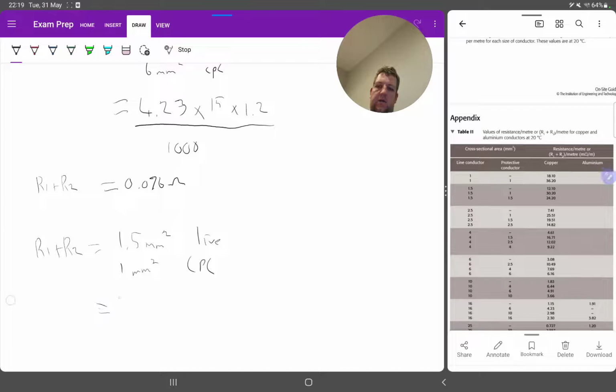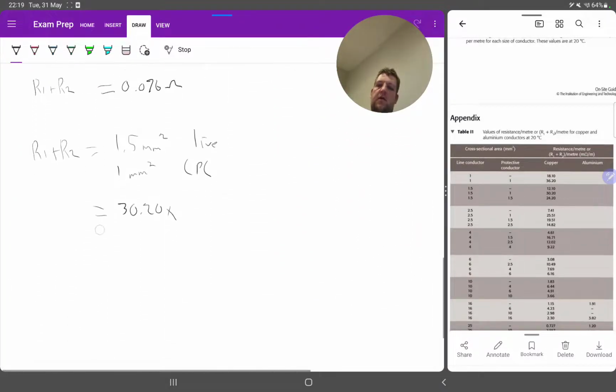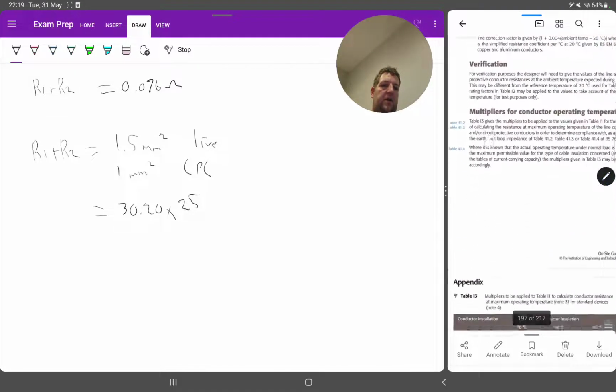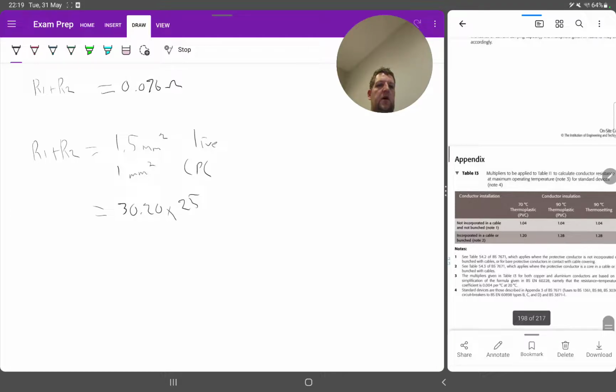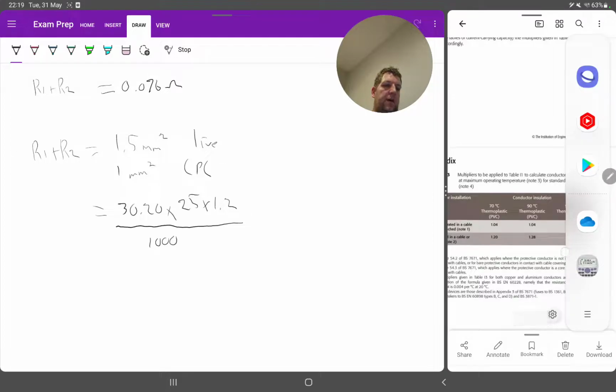So we're doing exactly what we've done above. 30.20 times by the length. So the length of this part of the circuit is 25 meters. So times by 25. Again, we've got the same correction factor. It's 70 degree thermoplastic, incorporated in a cable because it's twin and earth. So we're timing it by 1.2. We're then going to divide that by 1,000, obviously because it was milliohms. So I'll pull the calculator back on the screen here.